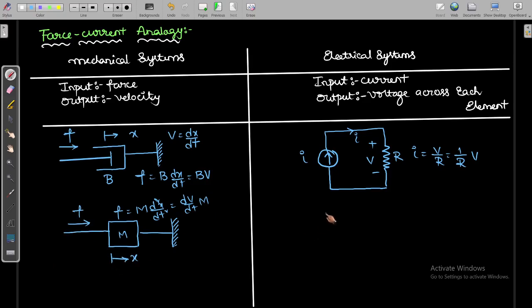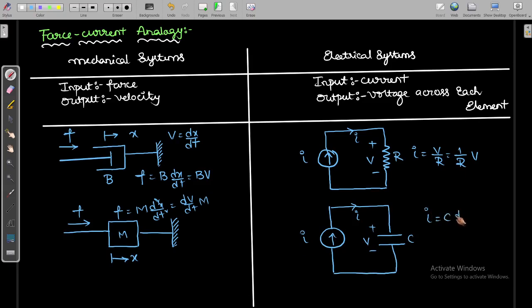Now we will write the capacitor. If you write the capacitor, observe what you get here. Let us connect a capacitor to this current source. The current I starts flowing, and because of that there will be some voltage across the capacitor. So we can write I is equal to C into dV by dt. Now if you compare the terms, the force will be compared with this current. So no problem on the left-hand side.